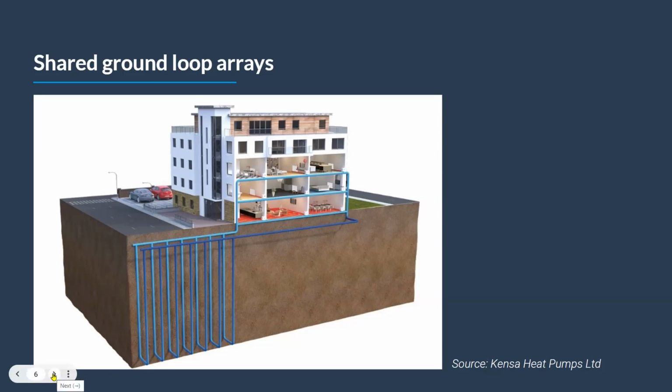Dwelling level pumps are used to circulate the water through the shared ground loop, and often there are no centralized pumps or plant other than perhaps dosing or pressurization. I need to thank Kenza for this diagram. It's much more colorful than my previous two.